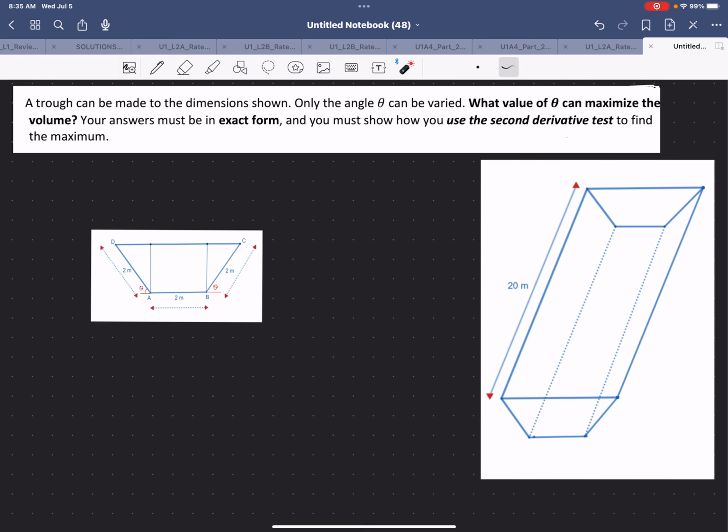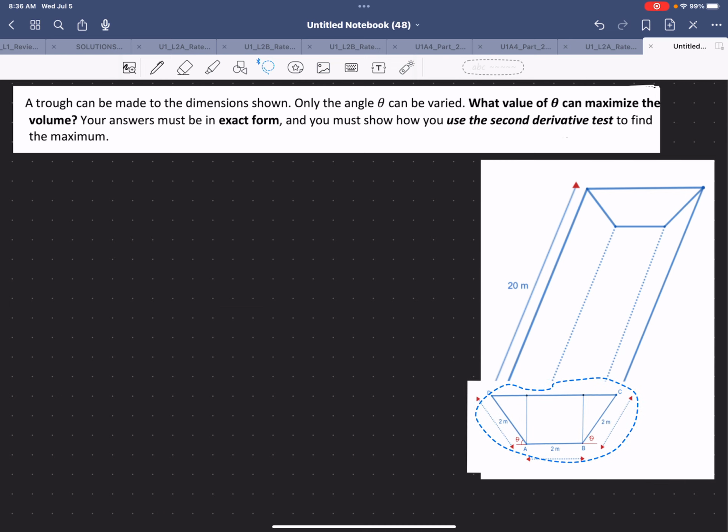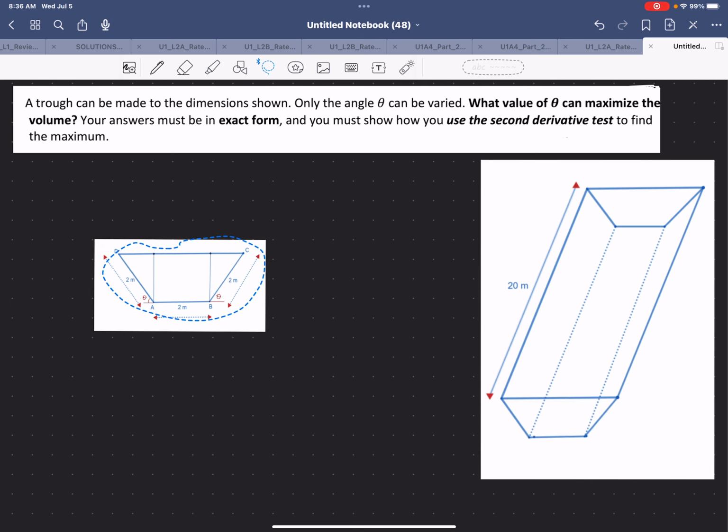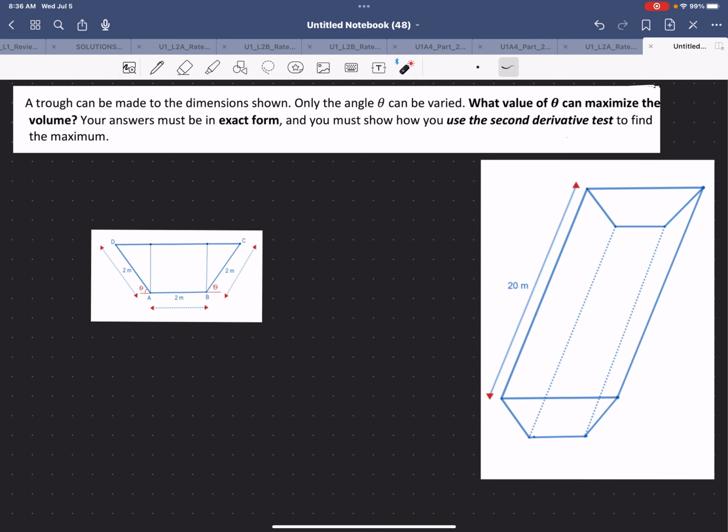So as you can see, we are given a trough, which is basically a prism, a 3D shape, and the cross-sectional area of the trough, which serves as the base of the prism, is a trapezoid. So this trapezoid is right here. You can see it's the same trapezoid that fits in here. And as you can see here, we have a trapezoid with sides that are equal to each other. So this is 2, 2, and 2. And only angle theta can be changed to maximize the volume of the trough.